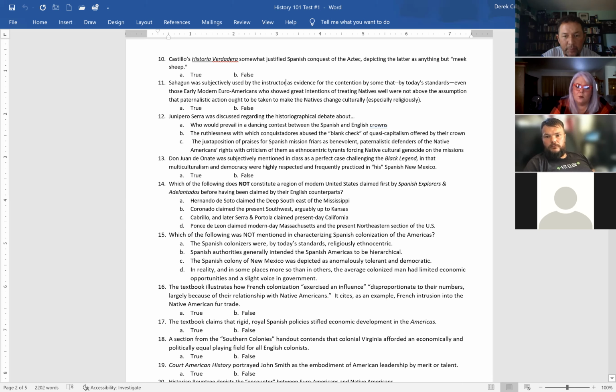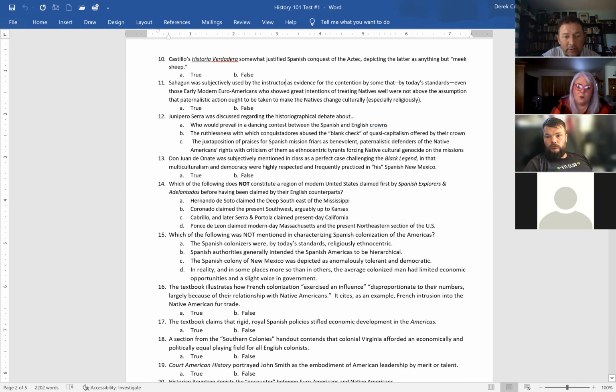Spanish authorities generally intended the Spanish Americas to be hierarchical. That was the point made on number 3 in the Black legend handout. The Spanish colony of New Mexico, here it is again, was depicted as anomalously out of the ordinary, tolerant and democratic. No, I do not make that point. And in reality, in some places more so than others, the average colonized man had limited economic opportunities and a slight voice in government. And I make that point on the last number 5 in the Black legend assignment, contending that the English, particularly in Virginia, were just as inequitable and hierarchical and undemocratic, etc., as the Spanish. And I give credit to the Spanish for those things. And remember, we talked about gracias al sacar notes. We talked about the juez de residencia. We talked about the city councils, the cabildos. So all those are true on D.